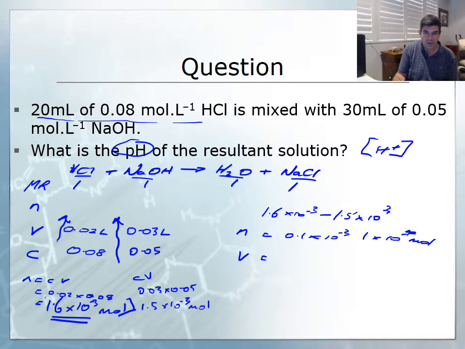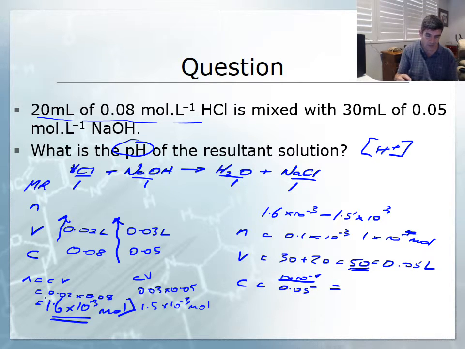Now the total volume is now 30 plus 20, which is 50 mils. I have to remember that if I'm mixing these together, I have now to take into account the total volume that I have, and that is equal to 0.05 litres. So the concentration is equal to 1 times 10 to the minus 4 on 0.05. Sorry, that's getting really messy.